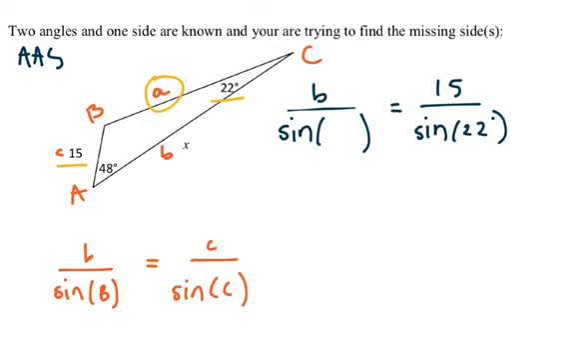So how can we find angle B, right? It has to be able to work because we've got angle, angle, side, and that's supposed to be allowed for law of sines. Well, what we have to do is we're given two of the angles, and we know that all angles add up to 180 degrees. So we can find angle B by doing 180 minus 22 minus 48, which is going to give us 110 degrees for angle B. So I can go ahead and throw that into the equation. Now I can solve for B.